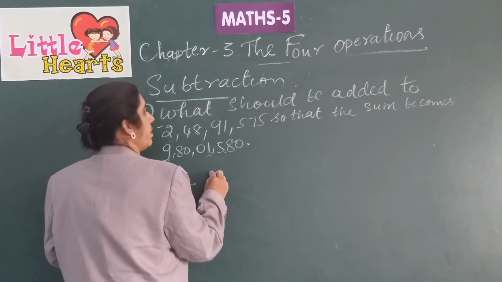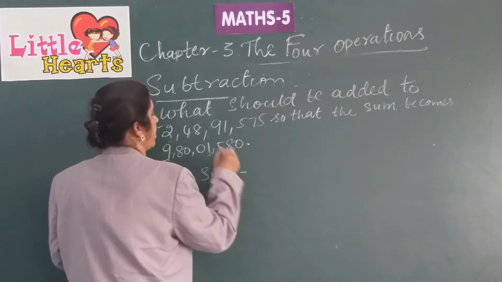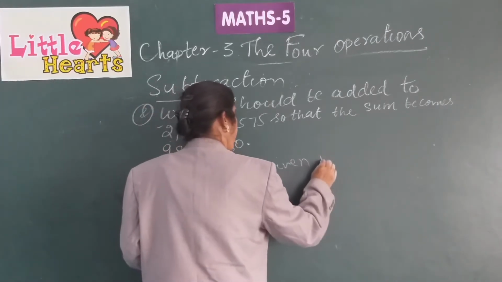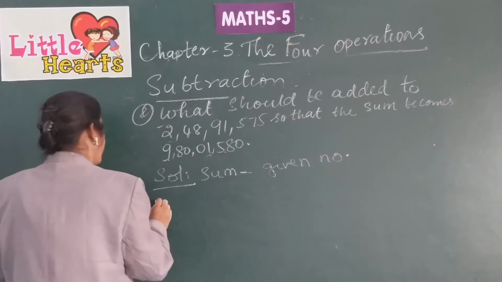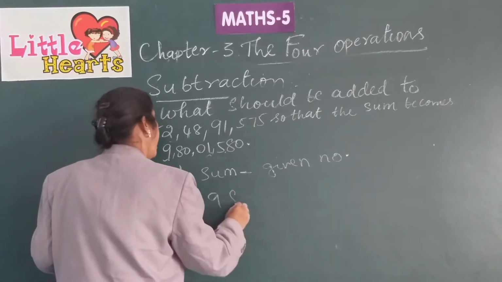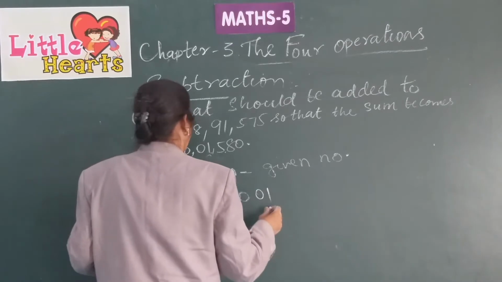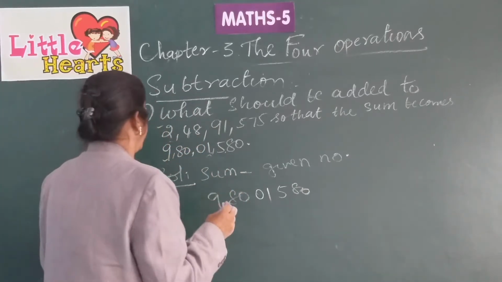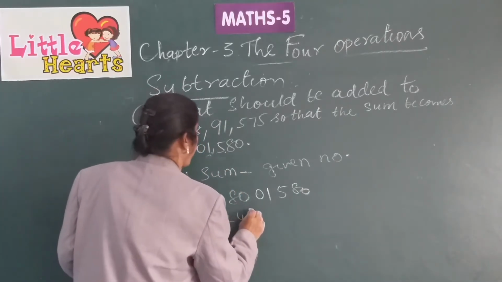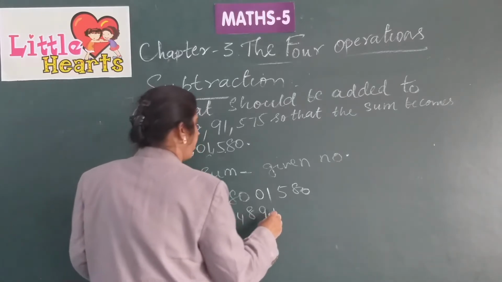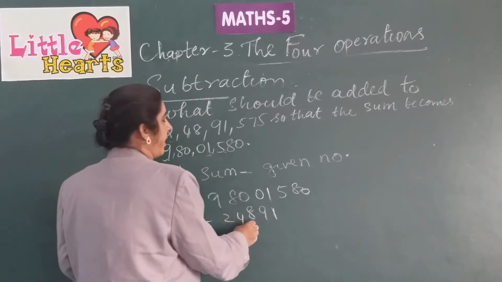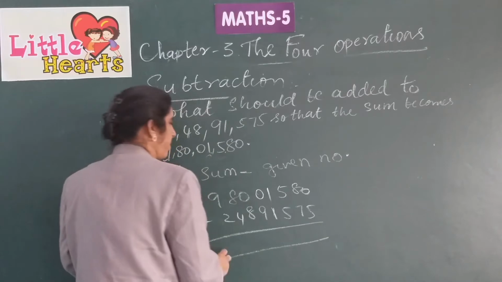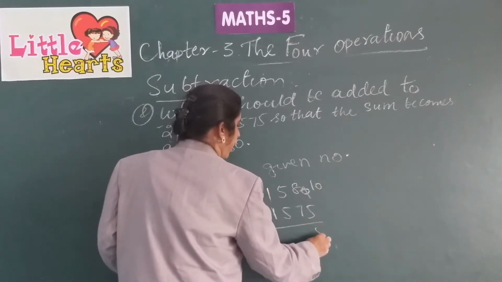So, sum minus given number here also. What is the sum? It should become 9 crores 80 lakhs 1,580 minus 2 crores 48 lakhs 91,575. Just subtract 10 minus 5, 5.